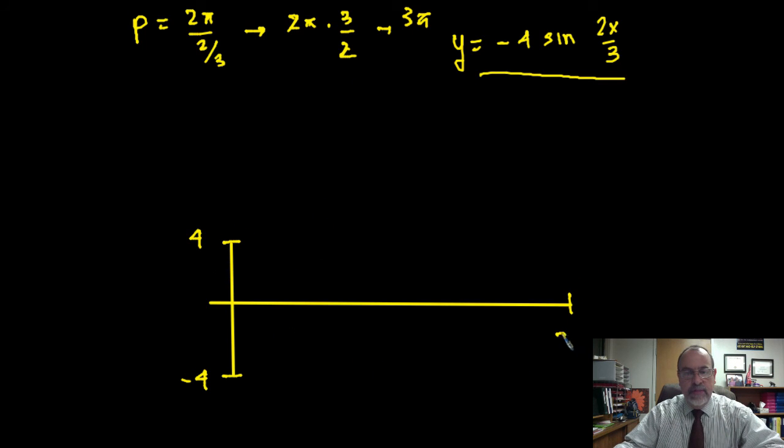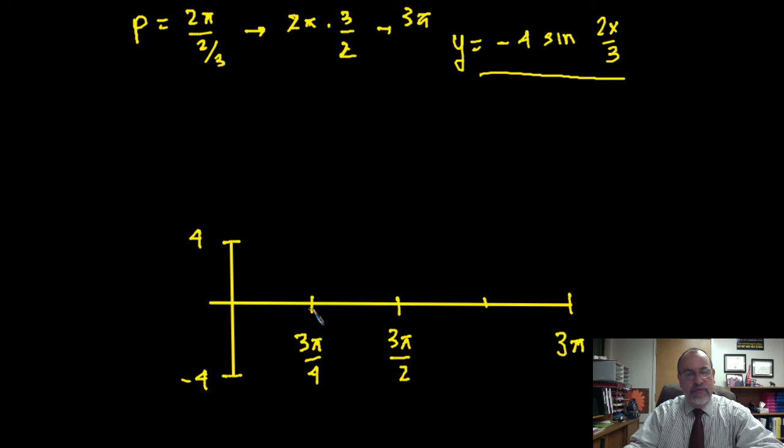So I go out here and I mark 3 pi. And then again, I divide that in half and then that in half to give me my 4 sections. So half of 3 pi is 3 pi over 2. Now, if I take half of that, I'm going to divide this by 2, which means I multiply by a half. So this is 3 pi over 4. So each of these sections is 3 pi over 4 in length.